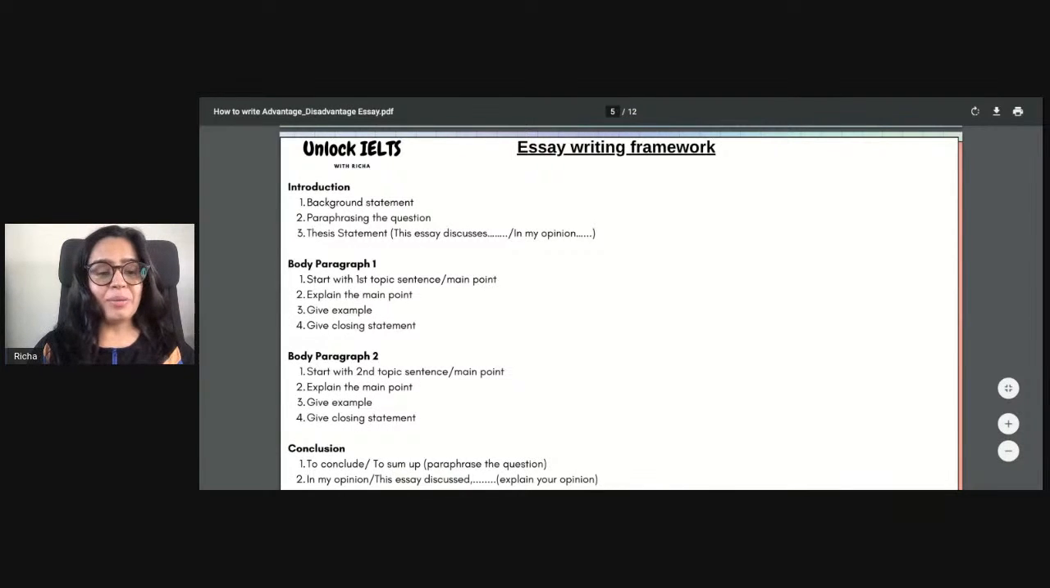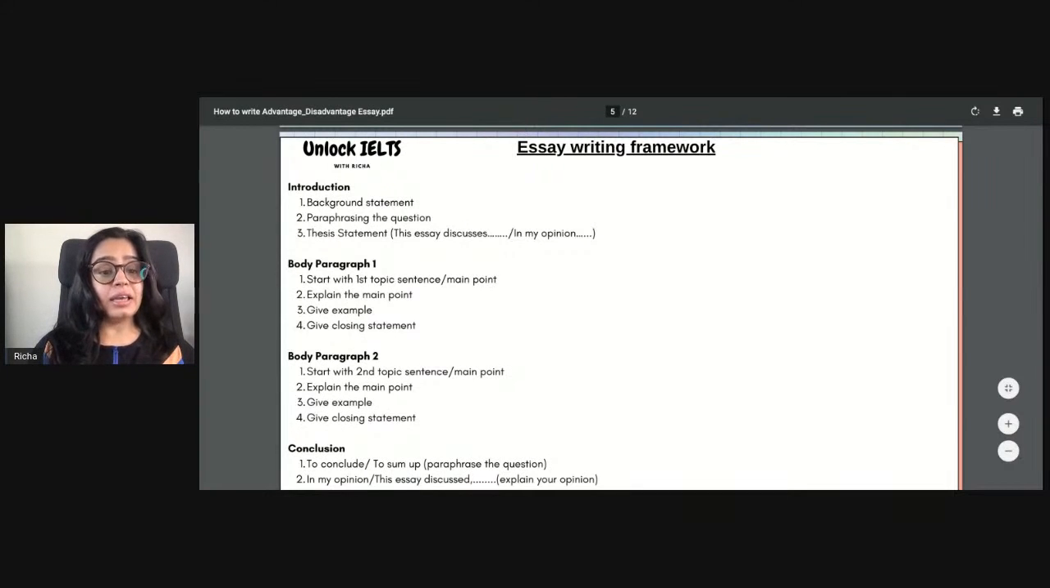Now comes our body paragraphs. In body paragraph 1, you're going to pick your first main or strongest topic sentence, one you are confident about. You have good vocabulary, you can write complex sentences, and further give an explanation with an example.